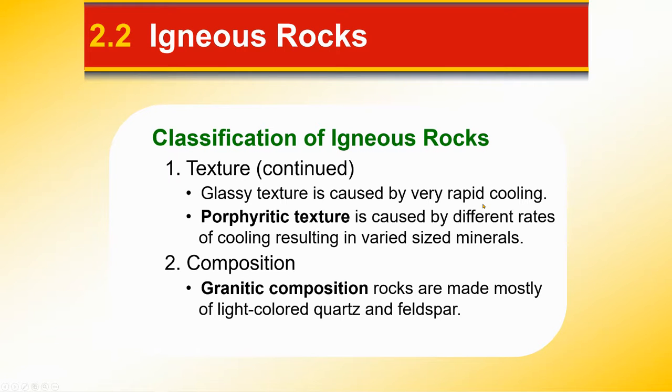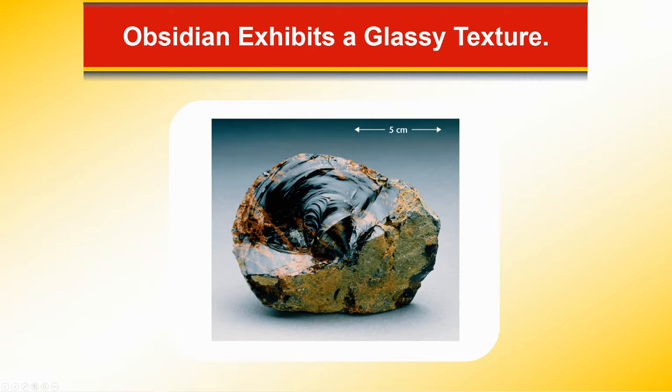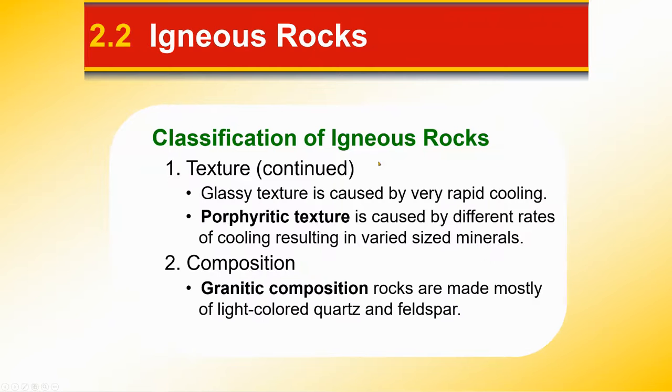It could also be a glassy texture, and this is caused by even more rapid cooling. Let's take a look at that glass, volcanic glass. Look at it. It's glassy, all right? And it's because it cooled so fast, crystals didn't even form. So when we're talking about igneous rock texture, you can have a glassy texture.